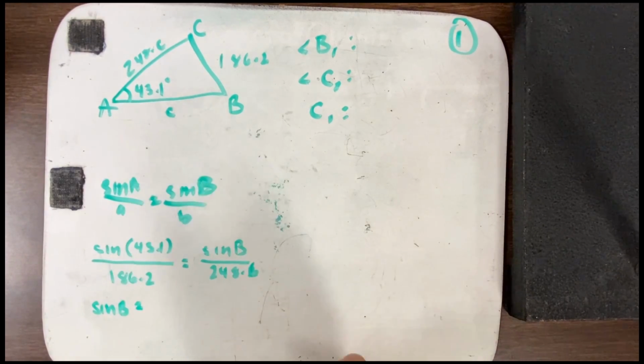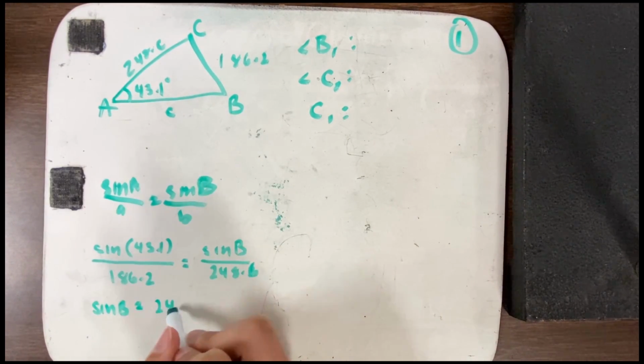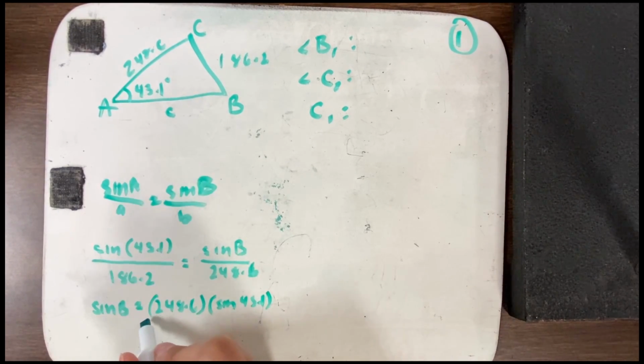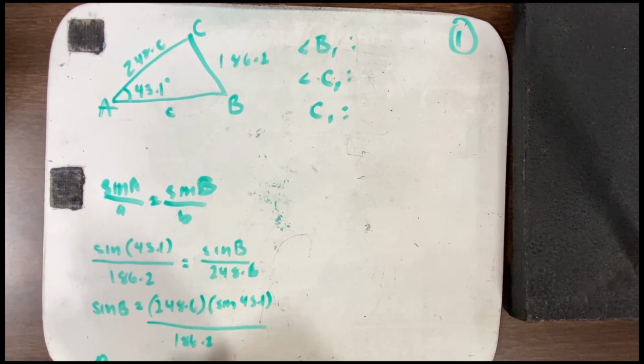Now, solving for sine B, you can do this however you want. You can cross multiply, whatever. You get that sine B equals 248.6 times sine 43.1 over 186.2.